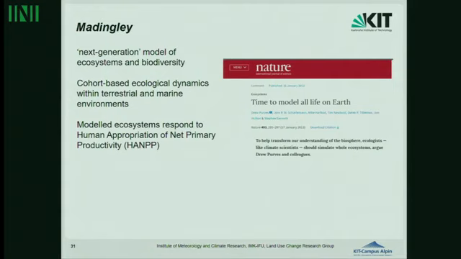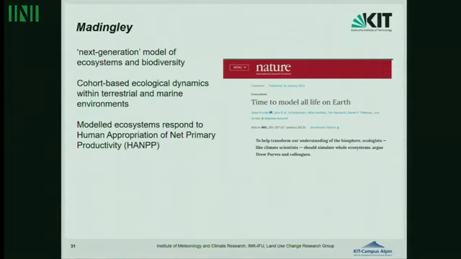I have to mention this partly because it's a very interesting, very exciting model, and also because it's very local to where we are now. The Madingley model was developed just down the road from here. It's a next generation model of ecosystems and biodiversity, or to put it more dramatically, as the original paper did, it's a model of all life on Earth. It's a cohort-based model of ecological dynamics in terrestrial and marine environments, so it is in some sense a model of life on Earth. And it allows these ecosystems to respond to human activity in the form of HANPP, human appropriation of net primary productivity.